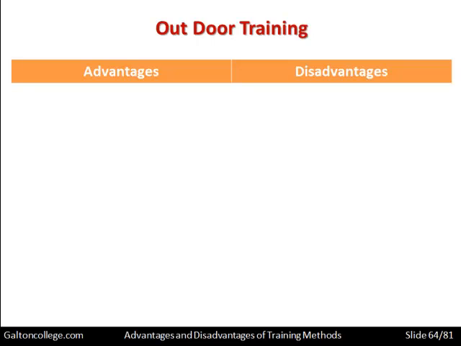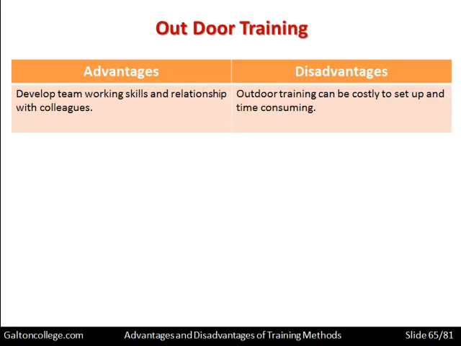Outdoor training. Well, again, advantages and disadvantages. Develop team working skills and relationship with colleagues. Well, outdoor training can be problem solving. It could be at a training centre, for example, or an assessment centre of some sort. And here the trainees will be given different tasks, different problems to solve, and they might have to work with colleagues, work in teams, and they will develop various skills and learn the advantages of working with each other. It can be costly to set up and also time consuming.